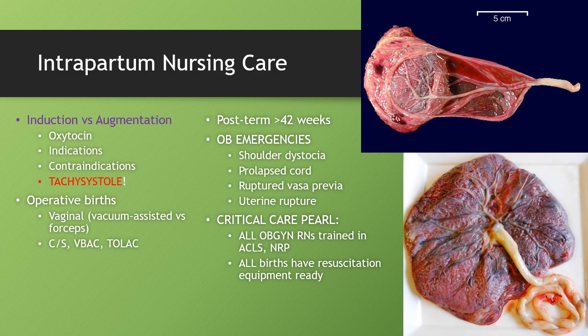The contraindications for induction or augmentation are pretty much the same, and it's when you won't be able to deliver the baby vaginally. So this is if you have a transverse or breech presentation, an abnormal fetal presentation, placenta previa, vasa previa, a prolapsed cord, or if the person has an active vaginal herpes infection. Those would all be reasons why we wouldn't want to induce or augment labor.